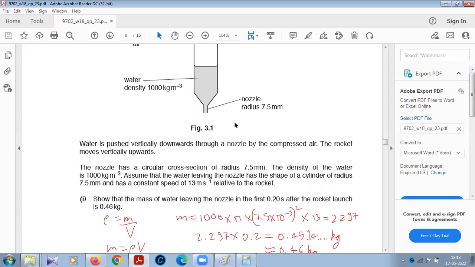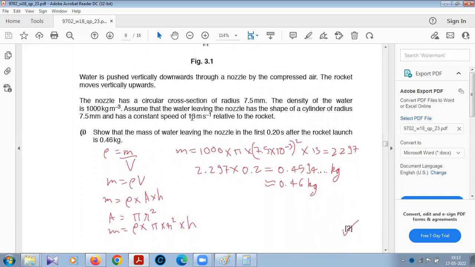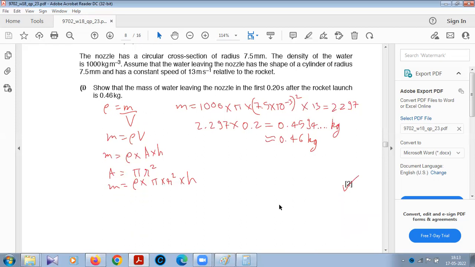The velocity is given to you, constant velocity. So you just have to multiply this velocity with the time. 13 into 0.2, you will get the length. That is 2.6 meter. You multiply that length with the area of cross section, you will get the volume. You multiply that volume with the density, you will get the mass. So you'll get something like 0.46 kg.